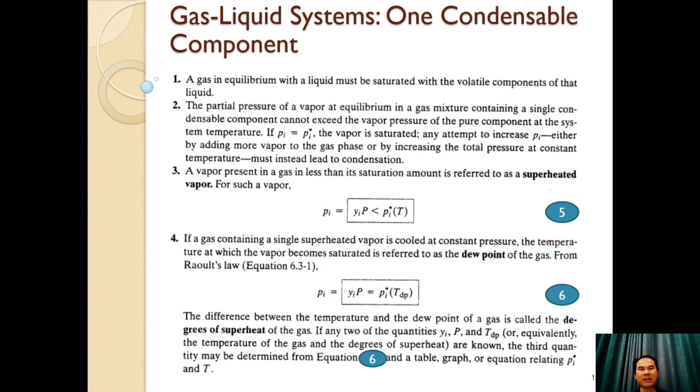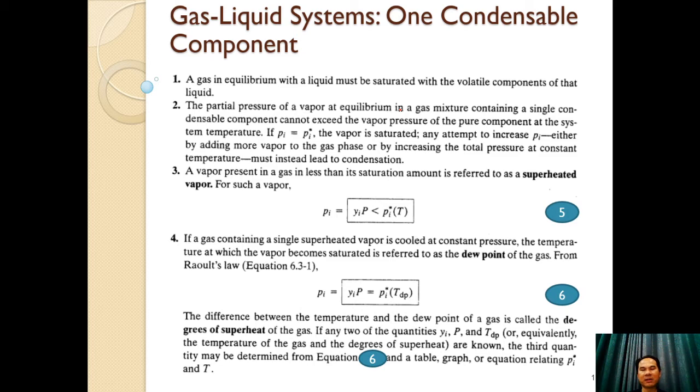Okay, but that means that a gas in equilibrium with a liquid must be saturated with the volatile component. The partial pressure of vapor at equilibrium in a gas mixture containing a single condensable component cannot exceed the vapor pressure of the pure component. If Pi equals P star, that means partial pressure equals vapor pressure. The vapor is saturated. Yes? And if you attempt to increase Pi by adding more vapor to the gas phase, or by increasing the total pressure, there must be condensation. Okay.